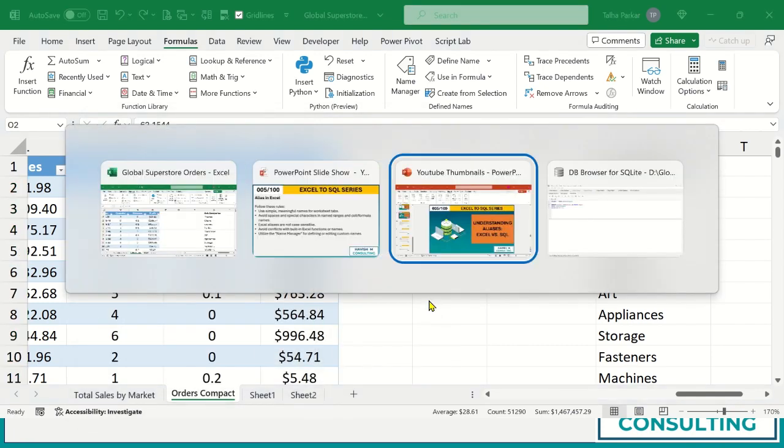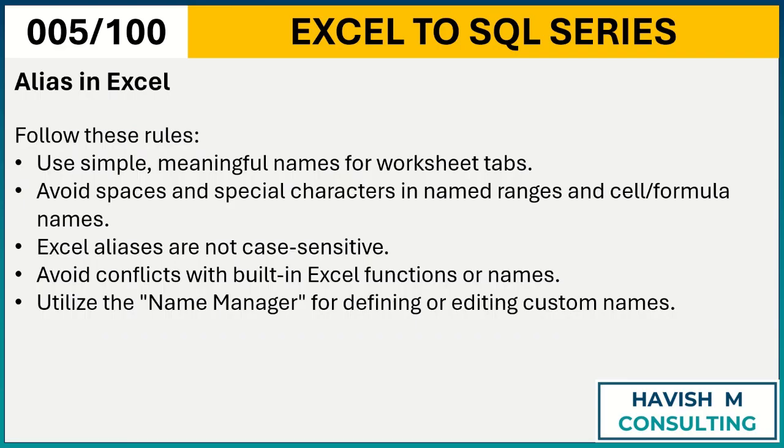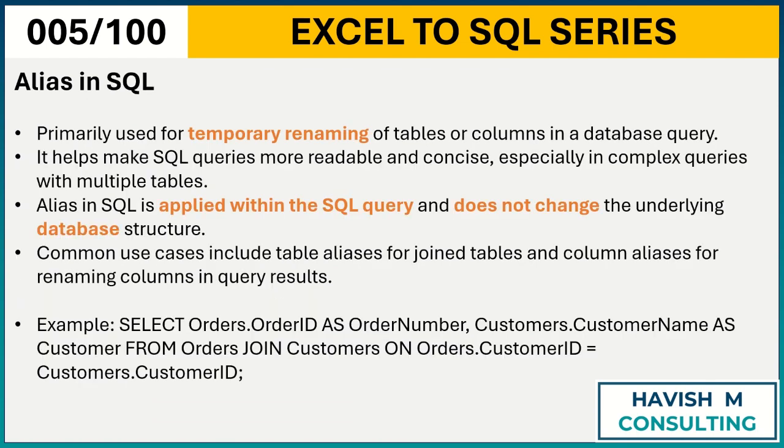Perfect. Now let's hop back to the PowerPoint so that we can look at how we do this exact same thing in SQL as well. In SQL, an alias is used for temporary renaming. In Excel, once you define it, you can refer to it again and again. But in SQL, in every query, you would have to define the alias again. So it is a temporary renaming of tables or columns in the database query.